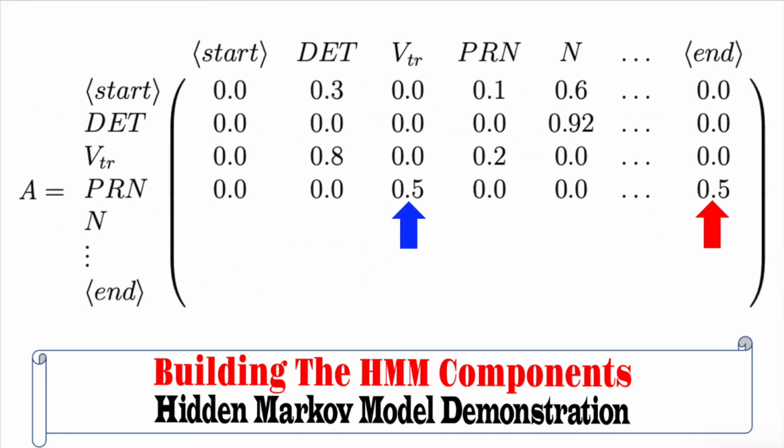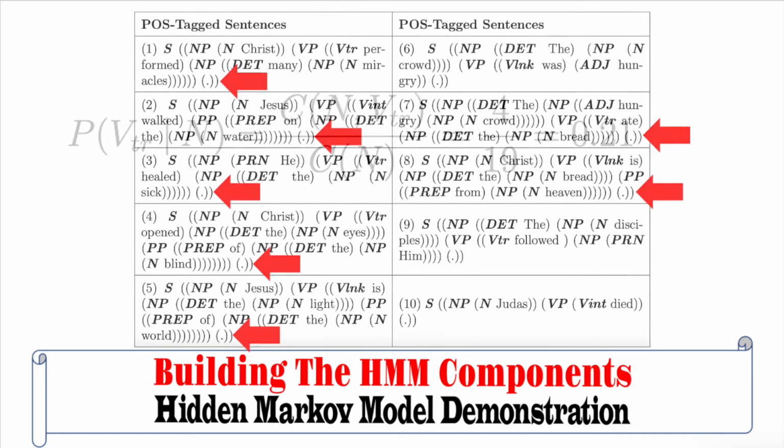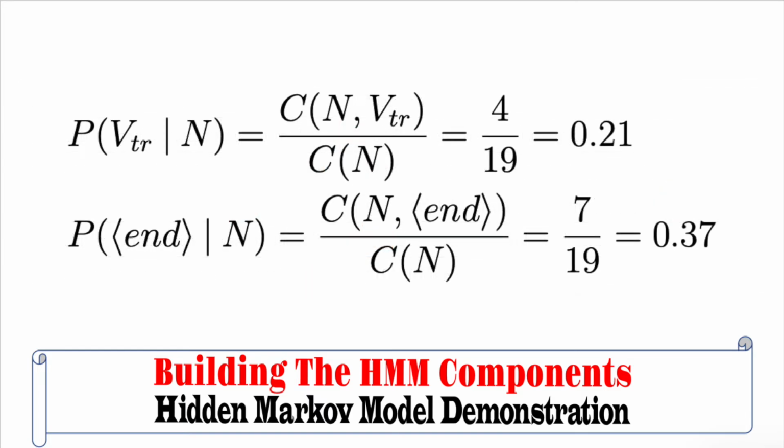Let us compute the transition probability for the different parts of speech items that follow the nouns or N. This N tag appeared 19 times in our super tiny corpus. This N tag is 4 times followed by a transitive verb or VTR tag, and 7 times it is followed by a period. Please note that we ignore the other parts of speech items like linking verbs, intransitive verbs, and we use the end marker instead of period. So the computation is as shown in the screen, and the updated matrix looks like the one shown in the screen.